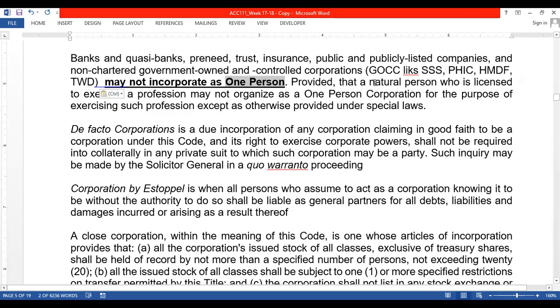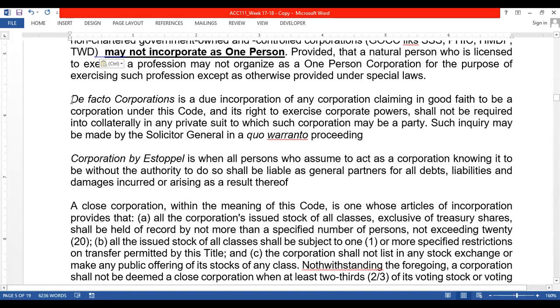So again, provided that only a natural person who is licensed to exercise a profession may not organize as a one-person corporation. Same pa rin, no? Di ba, remember, any profession, bawal na bawal po na mag-create sila ng corporation. Kasi only they are required to be registered, sa pinakataas lang is yung partnership, right? So yung GPP, General Professional Partnership. So bawal yung profession will create a corporation. So bawal na bawal.